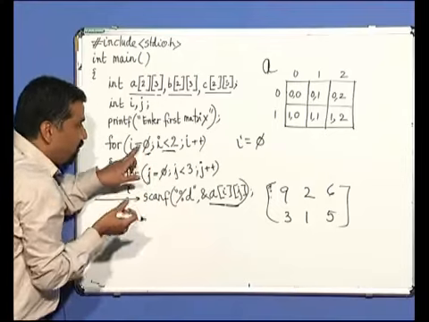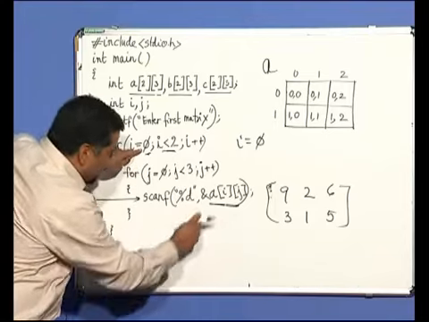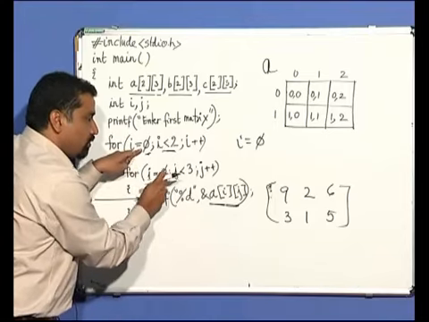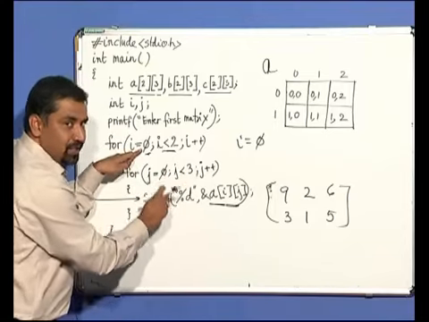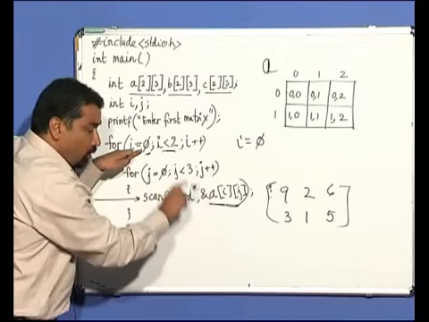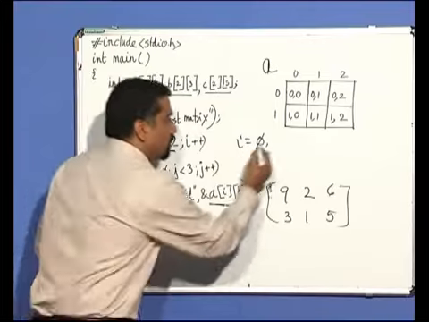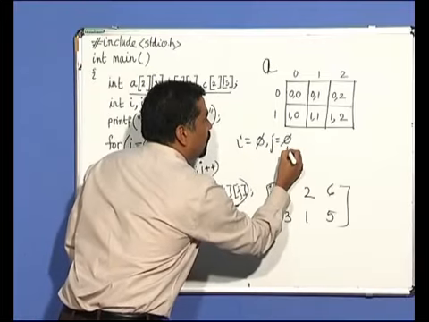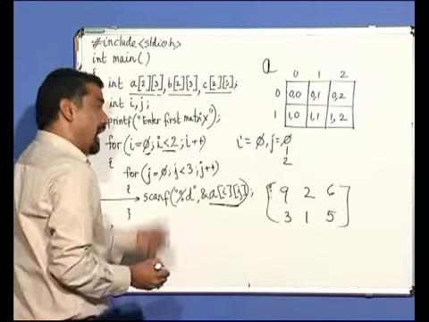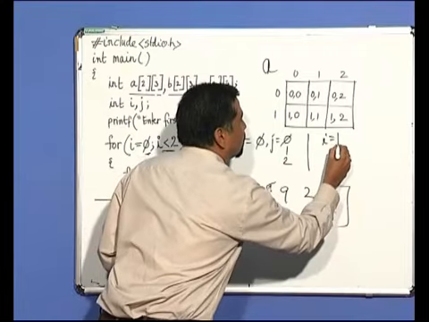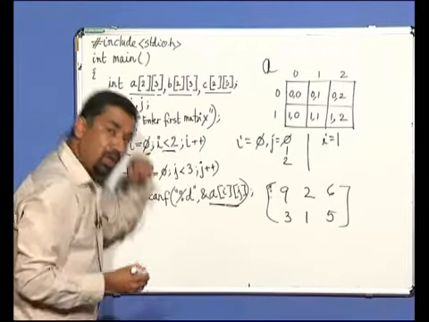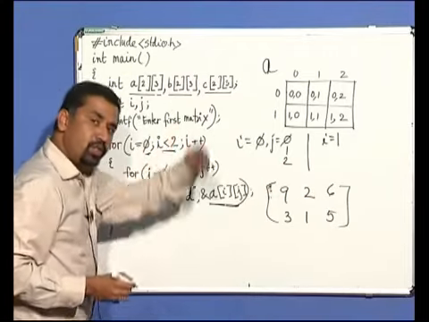And once for one value of i equal to 0, this inner loop will go through j is equal to 0, j is equal to 1, j is equal to 2. So this inner loop will finish first. That is, for a given value of i is equal to 0, j will go through 0, 1 and 2. Again i becomes 1. For i is equal to 1 also, j will loop through 0, 1 and 2.